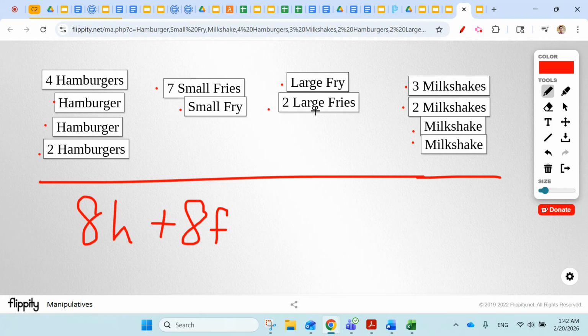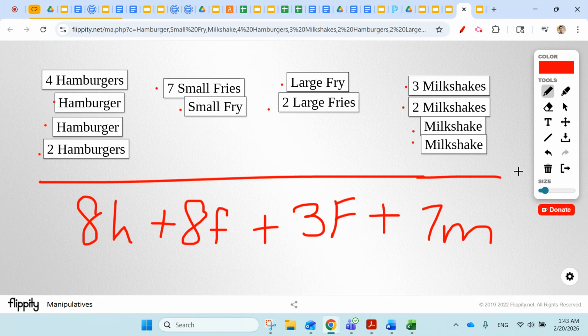What else? We've got a large fry and 2 more large fries. So I've got 8 hamburgers, 8 small fries, and 3 large fries, capital F. And then the milkshakes. How many milkshakes total? 3, 5, 6, 7. And 7 milkshakes. So this problem down here at the bottom is only 4 terms long. It is much easier to solve and even say than the top cards. We have 8, 9, 10. There's 12 cards up top.